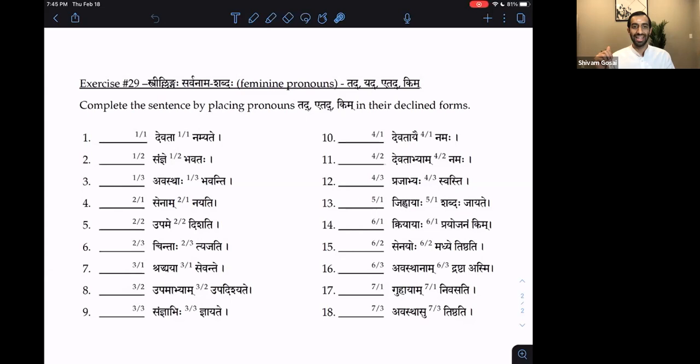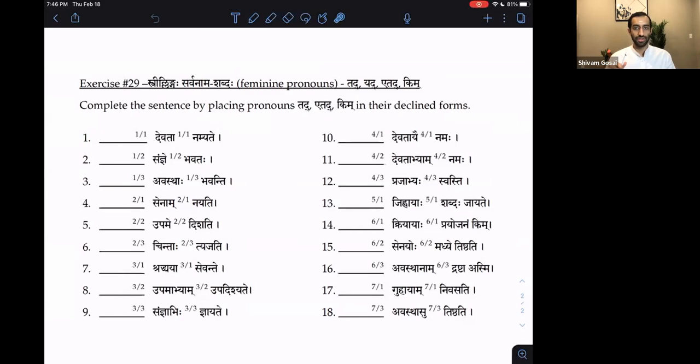Yad would be yasyai, etad, etasyai, and kim, kasyai. Okay, so tad, tasyai, so salutations to that devata, that Dakshinamurti, that devata in the temple. Yasyai, so that's yad shabda, salutations to which devata? Which devata that we've talked about earlier?